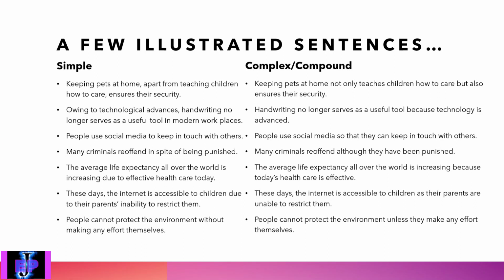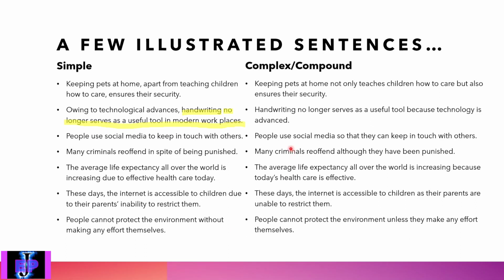And now look at the main part of the sentence. Handwriting. This is the subject. What about handwriting? It no longer serves as a useful tool in modern workplaces. That's the predicate there. So there is only one subject and one predicate. This is a simple sentence. This simple sentence is converted into a complex sentence as shown here on your right side.